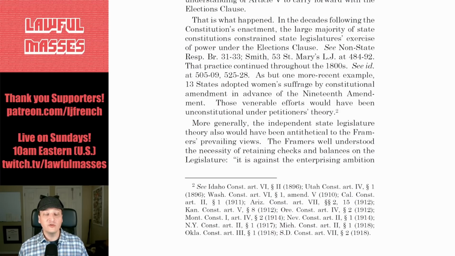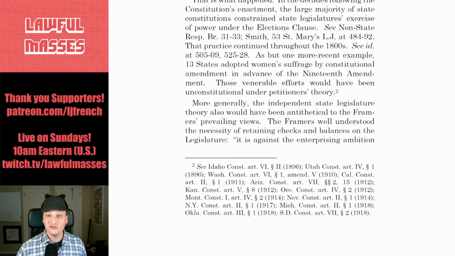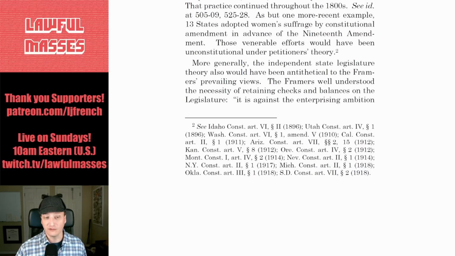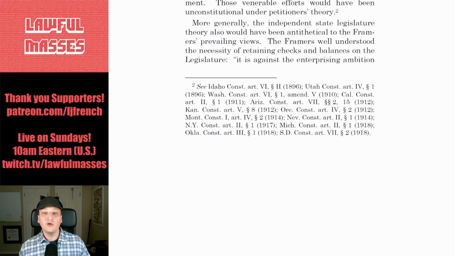In the decades following the Constitution's enactment, the large majority of state constitutions constrained state legislatures' exercise of power under the Elections Clause. That practice continued throughout the 1800s. In one more recent example, 13 states adopted women's suffrage by constitutional amendment in advance of the 19th Amendment. Those venerable efforts would have been unconstitutional under Petitioners' theory here. More generally, the independent state legislature theory also would have been antithetical to the framers' prevailing views.